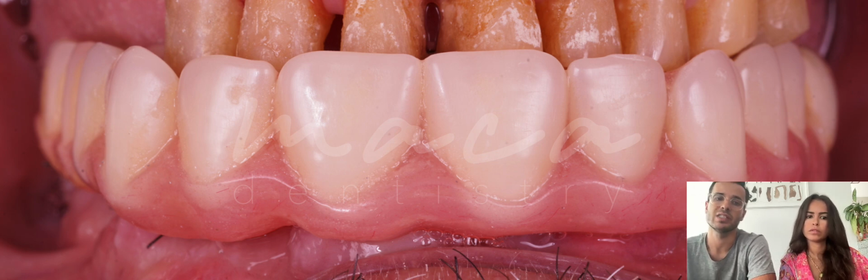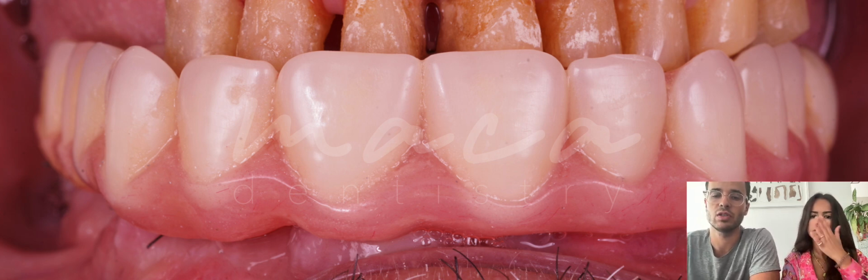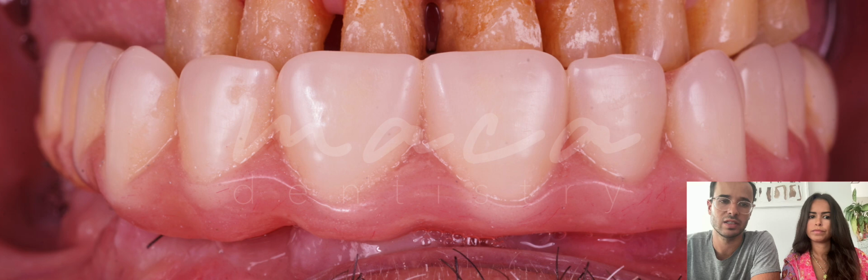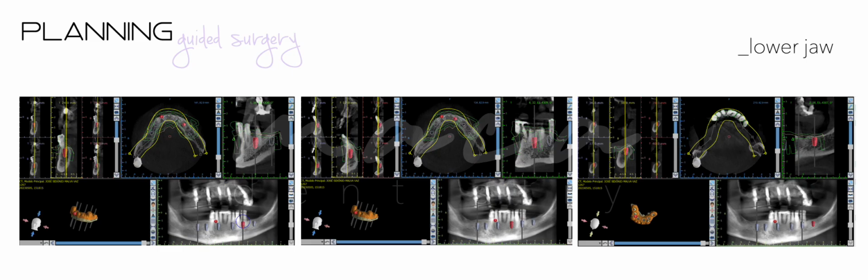After the implant placement, we placed multi-unit abutments and torqued them in place with 25 newtons of torque, and the full arch provisional screw retained restoration was delivered on the same day of the surgery. Here you can see the integral picture of the provisional restoration on the maxilla. So after that, 3 months later, we did the lower arch surgery.